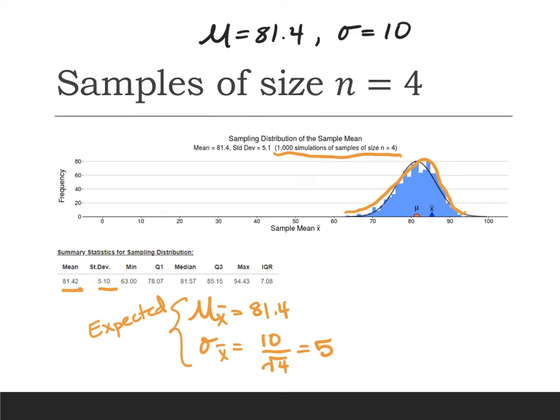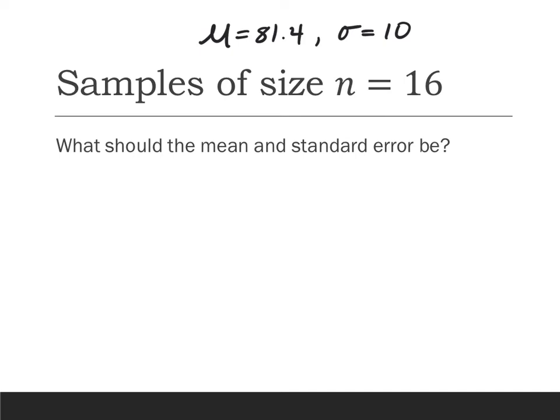So even with small sample sizes, our mean and standard deviation are going to follow these formulas. All right, so take a second and find out what should the mean and standard error be for a sample of size 16. Pause the video and go ahead and calculate those, and then hit play again, and I'll go through those.